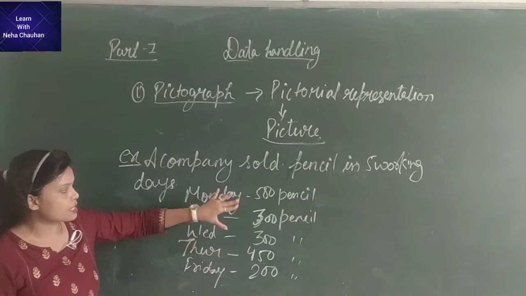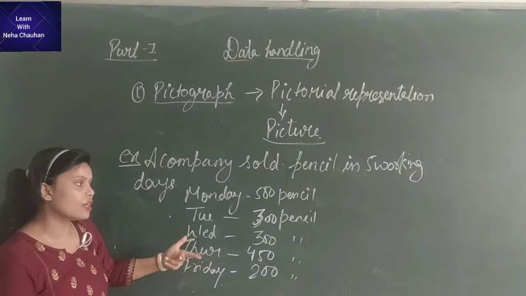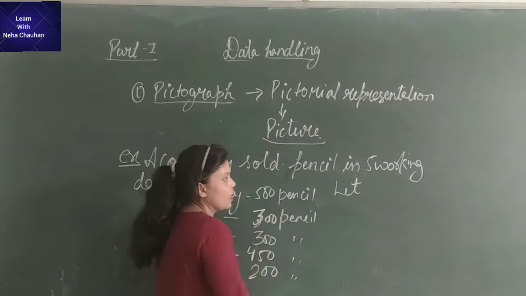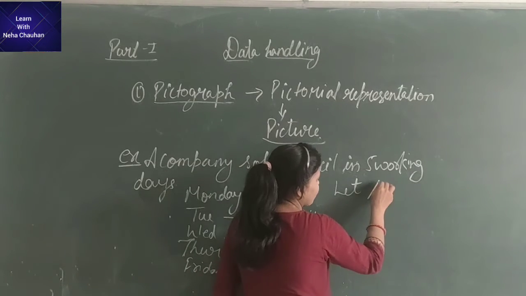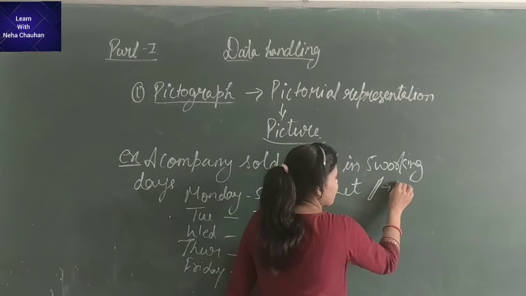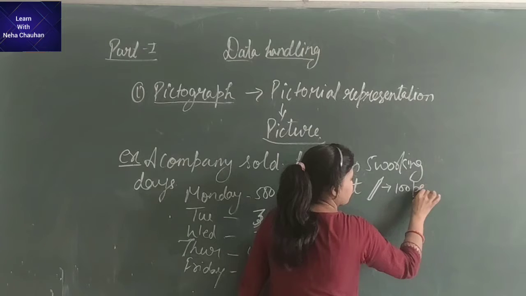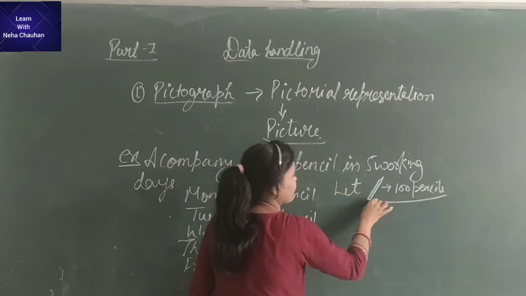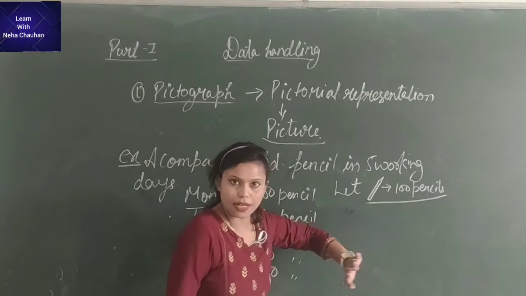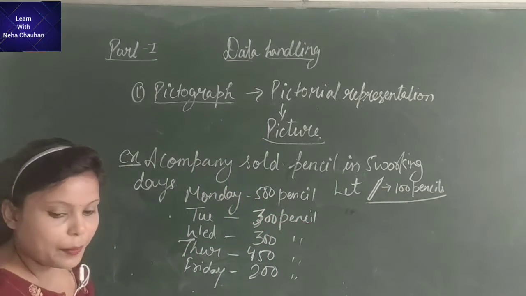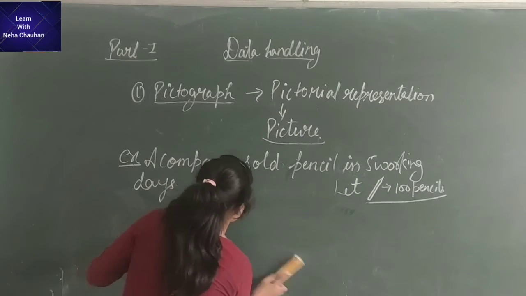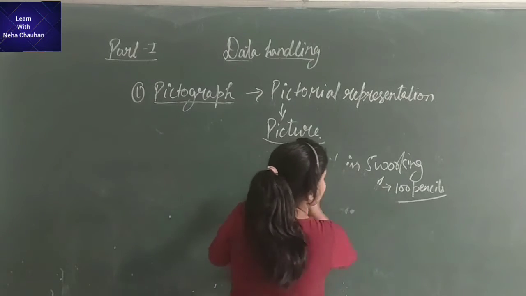We need to represent this data in pictograph. So how will we represent it in pictograph? We will suppose that one pencil represents 100 pencils. That means if one pencil is drawn, it will represent 100 pencils. Alright, so now let's make the pictograph of this data.